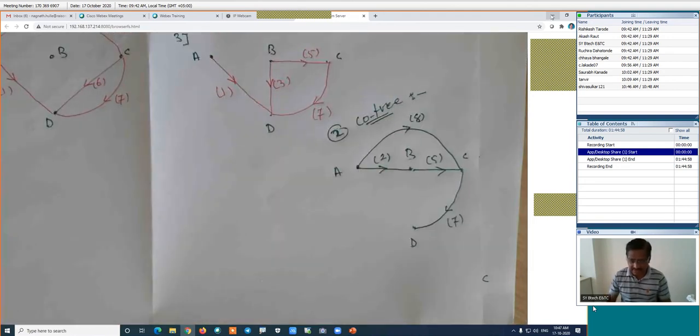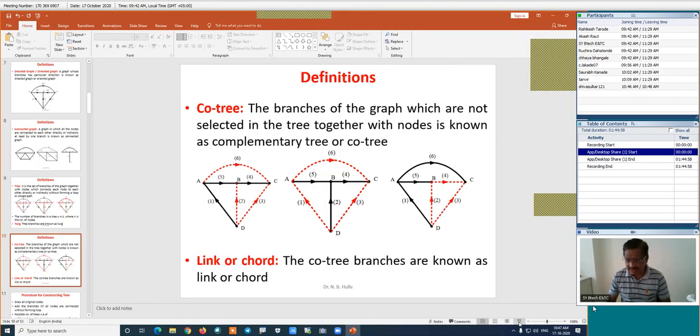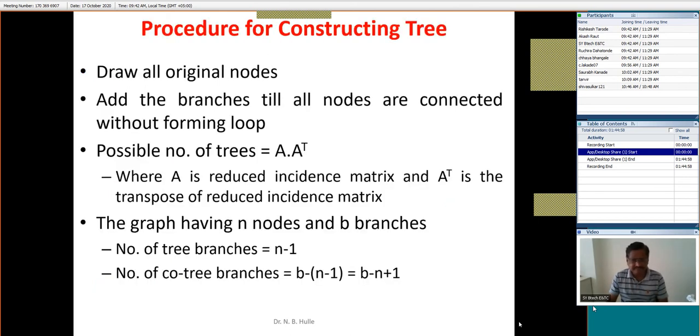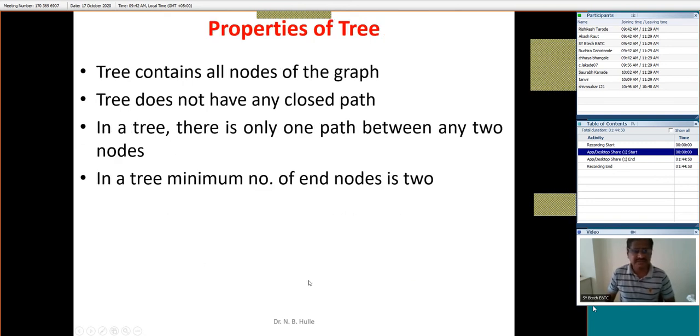What is the formula for the number of cotree branches? The formula for the number of cotree branches is nothing but the total number of branches minus the number of tree branches. I will always prefer to use this formula, because in some books the other formula is also given, but you should not get confused with it. Always try to use one of the formulas. I am using this formula: number of branches minus tree branches is nothing but the cotree branches. This is the basic concept.